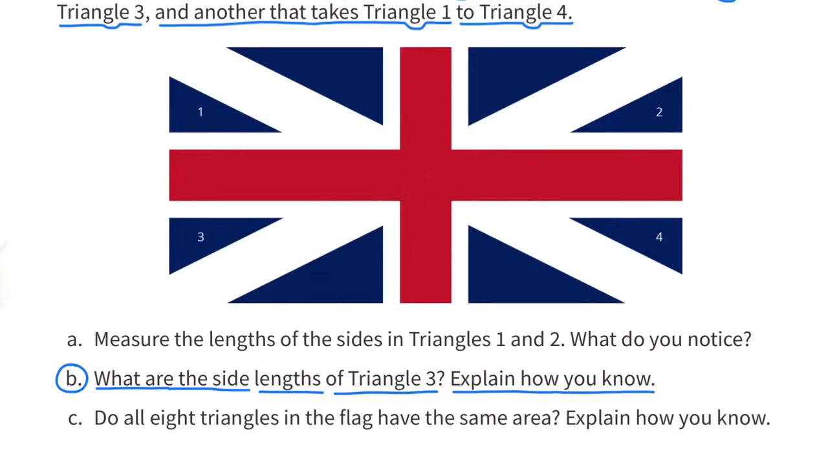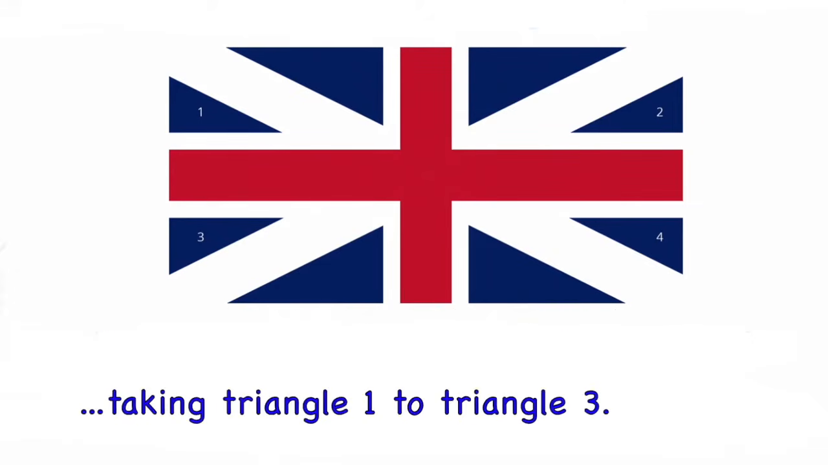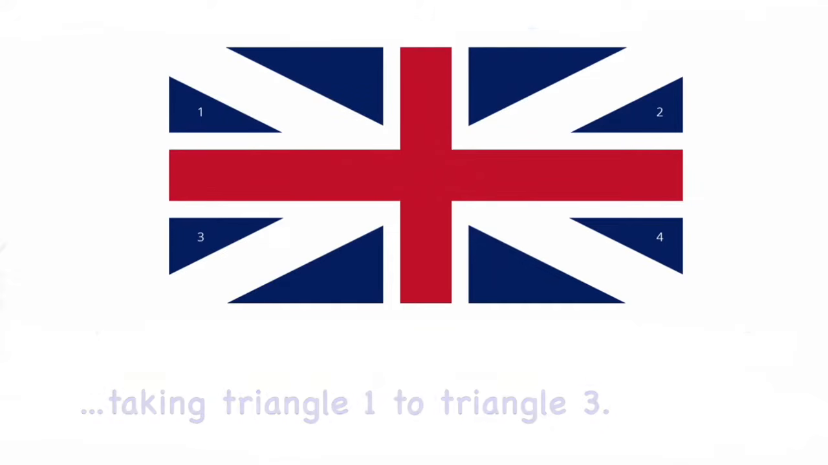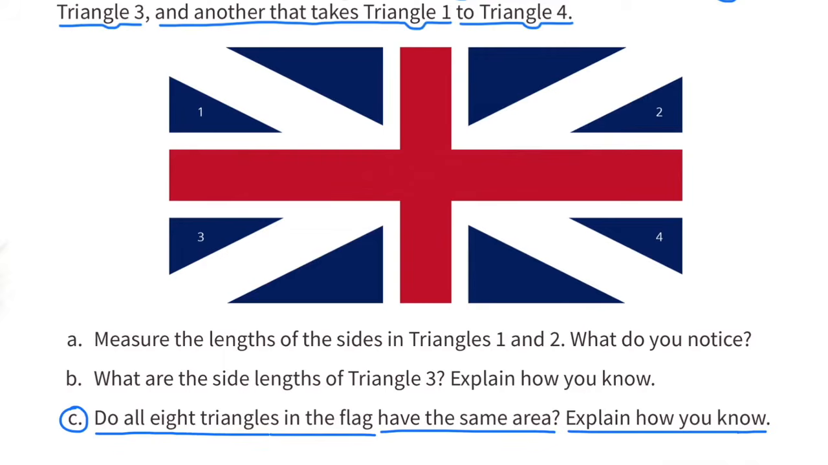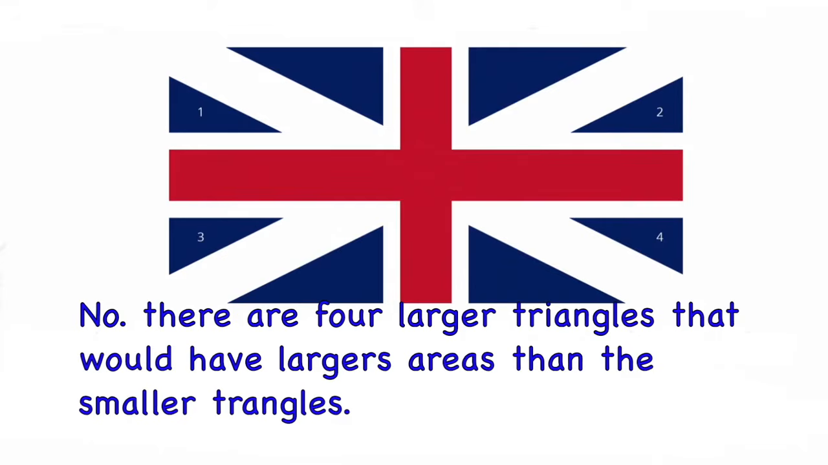B. What are the side lengths of triangle 3? Explain how you know. Triangle 3 has the same side lengths as triangle 1 because a rigid transformation occurred, taking triangle 1 to triangle 3. C. Do all 8 triangles in the flag have the same area? Explain how you know. No. There are 4 larger triangles that would have larger areas than the smaller triangles.